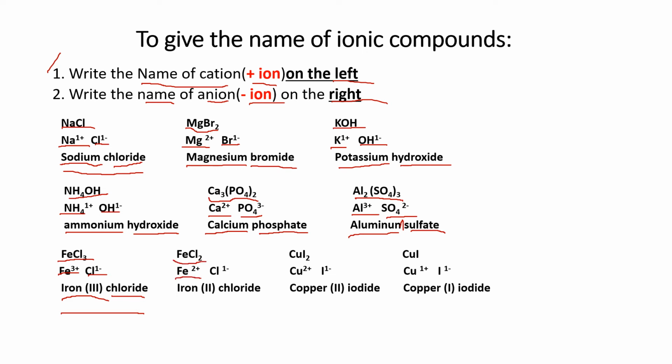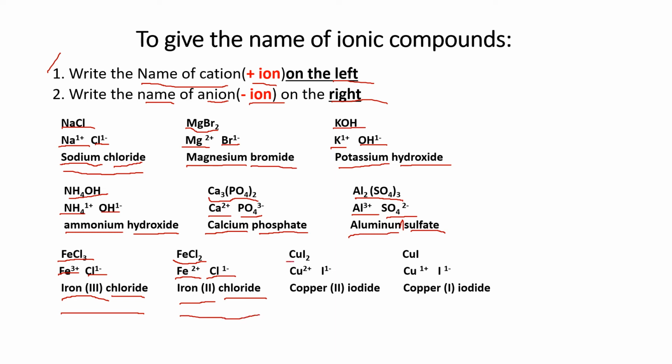Now, we have FeCl2. The cation is Fe2 positive. The anion is Cl1 negative. The name of the cation is iron 2. The name of the anion is chloride. So the full name is iron 2 chloride.